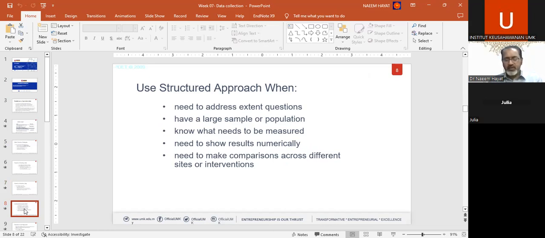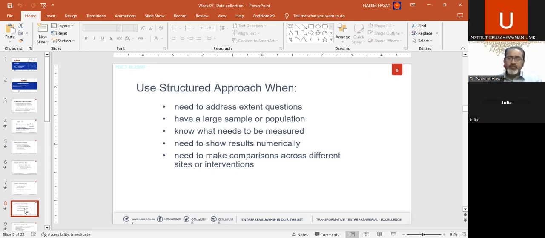Have a large sample or population. It means we already understand that we have to collect data from 100, 200 plus. So it becomes a large sample, and we have a structured population there from where we can actually draw the sample. We have an understanding of what we need to measure. It means the variables and their questions are quite straightforward.